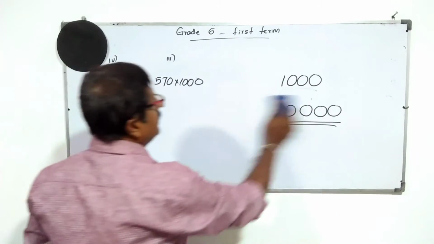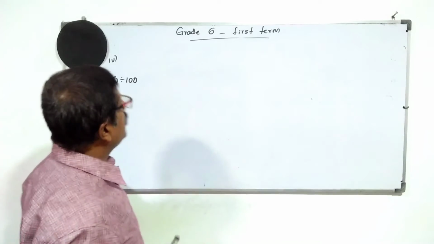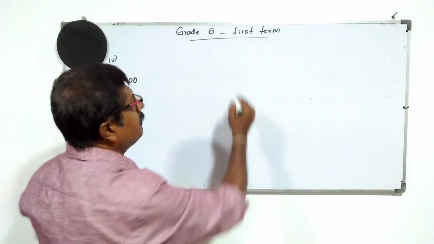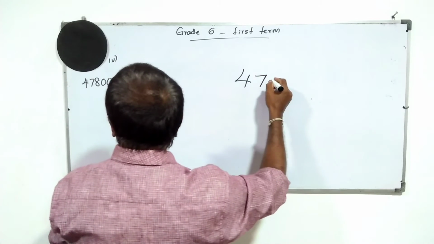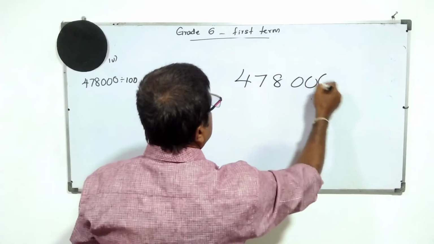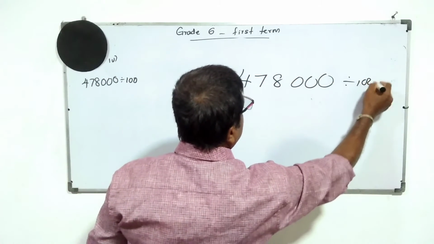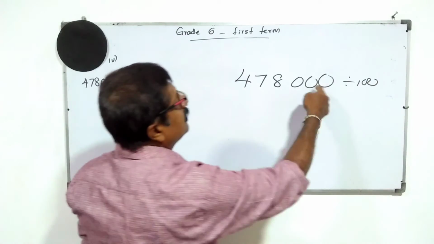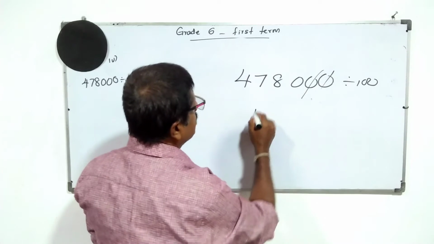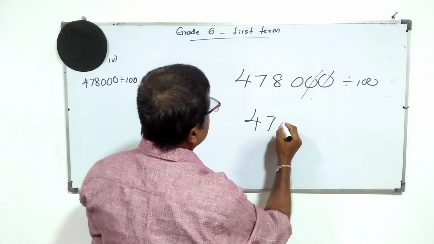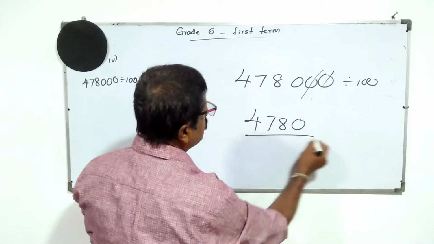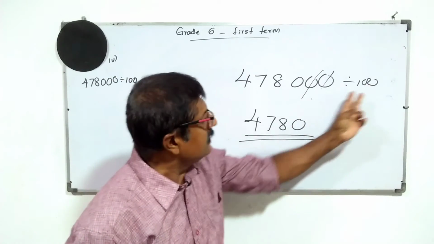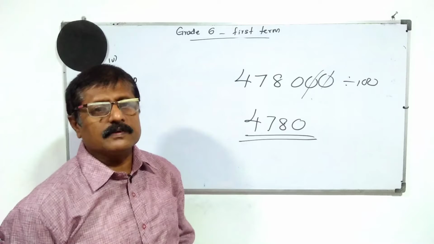In the same way, when you divide, you are removing. When you multiply, you are adding zeros. When you divide, you are removing zeros. Now you are dividing this by 100. That means 100 has 2 zeros. You have to remove 2 zeros from this one. That means the answer is 4780. If it has 2 zeros in the division, remove 2 zeros.